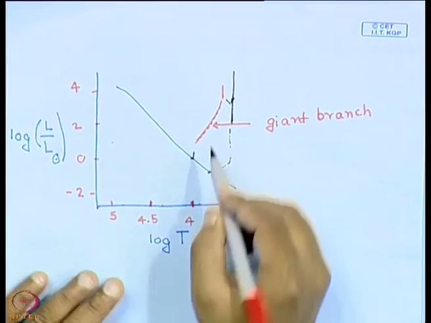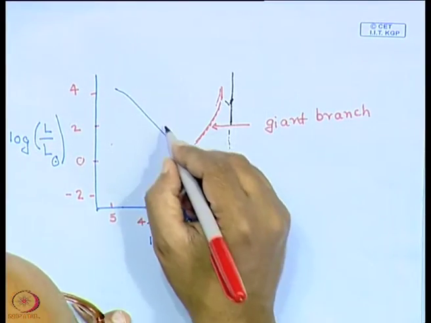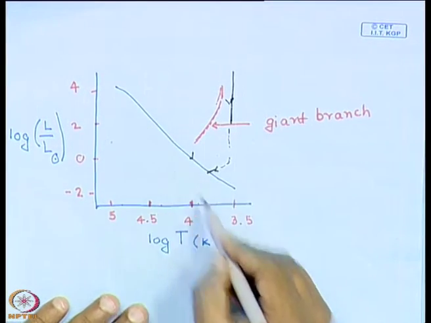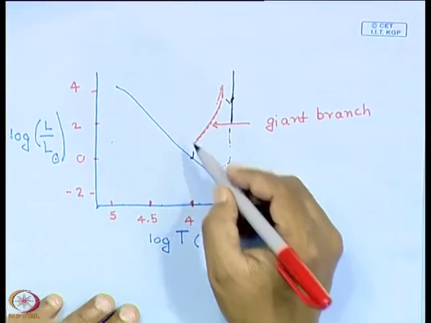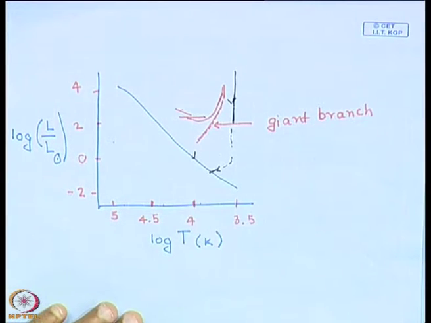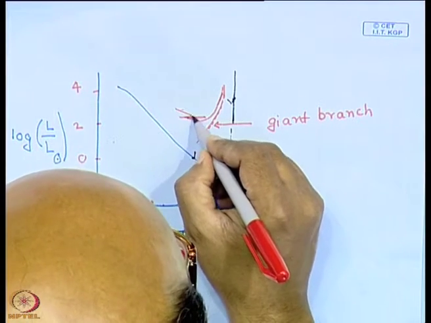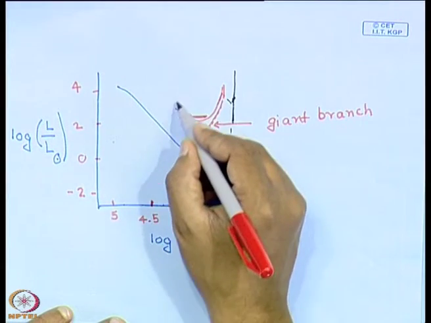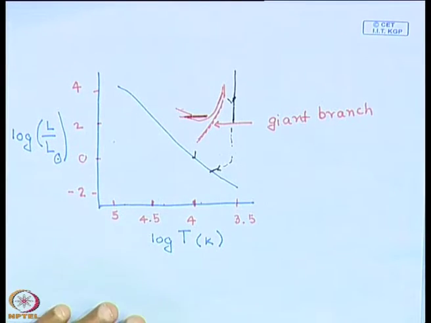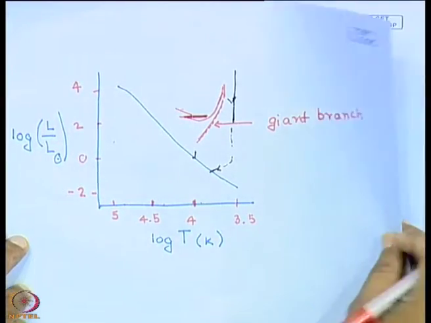After this, the star goes into another state which is called the horizontal branch. The horizontal branch is a state which is analogous to the main sequence, except that you now have helium burning at the center. I am just drawing what will happen to the sun; other stars will have similar evolutionary tracks. You go into an equilibrium state, just like you had the hydrogen burning equilibrium state. Here also you have an equilibrium state, which is called the horizontal branch.